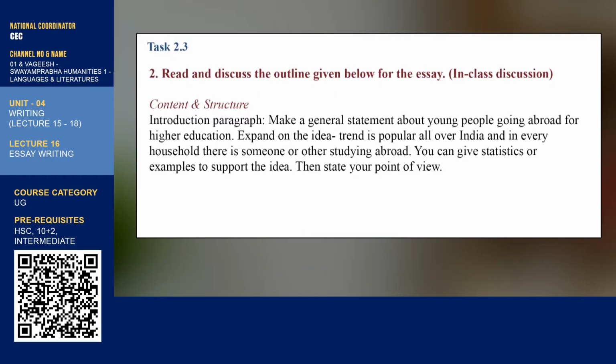If I were to write it, I would begin with an introductory paragraph in which I would make a general statement about young people going abroad for higher education. Expand that idea. The trend is popular in India, and every household has someone or other studying abroad. You can give statistics or examples to support this idea and include a thesis statement. What do you think about it?